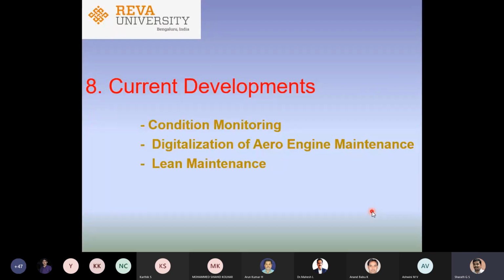Moving on to the current developments, which is our main topic here. Condition monitoring is something which is carried out based on the condition of the engine. It is not done purely based on the number of hours like we do in preventive maintenance and scheduled maintenance. This is purely done using some sensors, using some computational intelligence and all that.